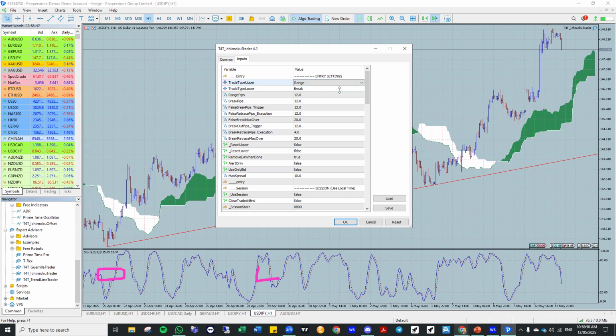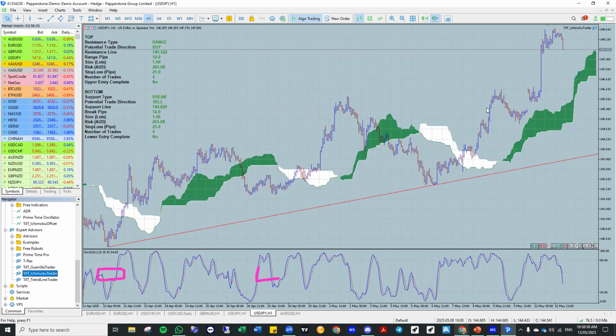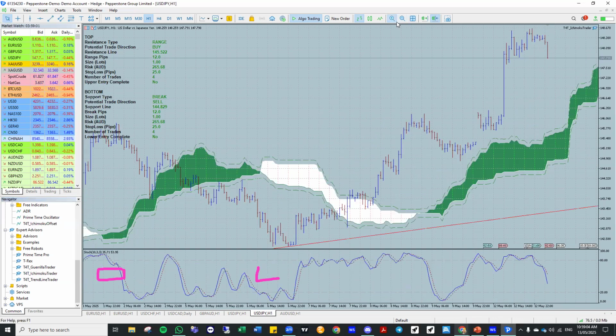You can try and be clever. I never try and be over clever. Like you could go range trade the top, but if it breaks down, you get into the break trade. Yeah, sure, you could do that. And if I get Ichimoku offset on here, you'll see very clearly where my two entry levels are. One at the top to get long, the other one to get short.